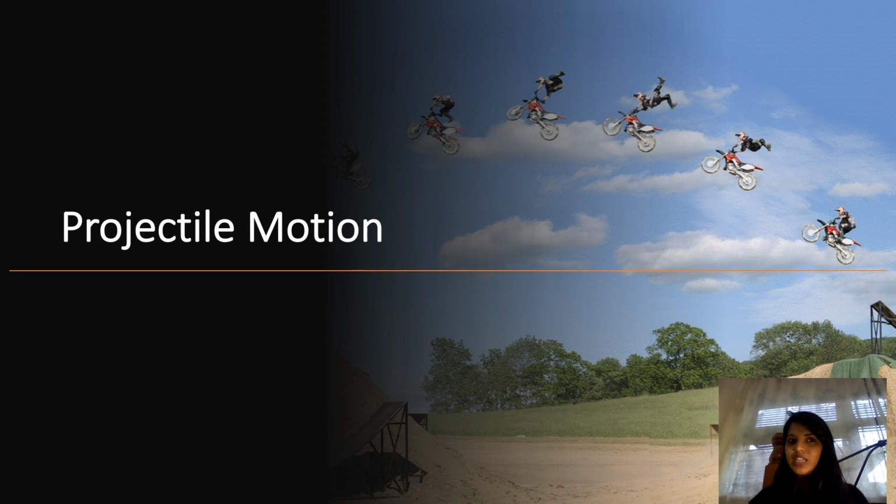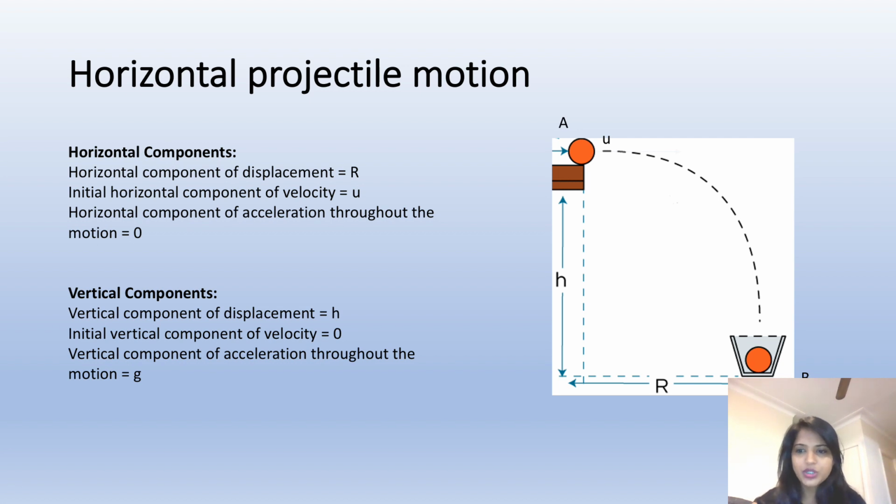So let's start with the exploration of a few projectile motions. The type of projectile motion we're going to explore today is horizontal projectile motion. To study the various components involved in this motion, we first have to split the components of all the vector quantities into horizontal and vertical components.